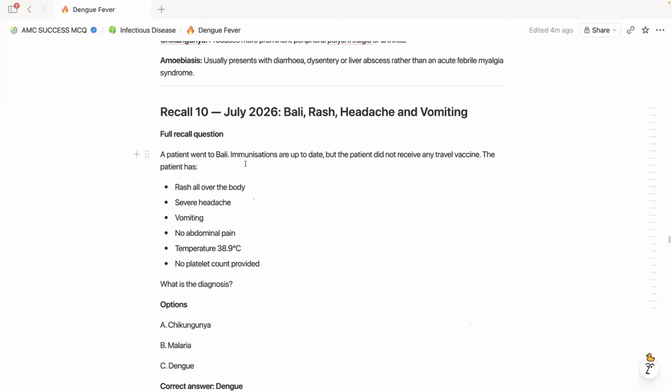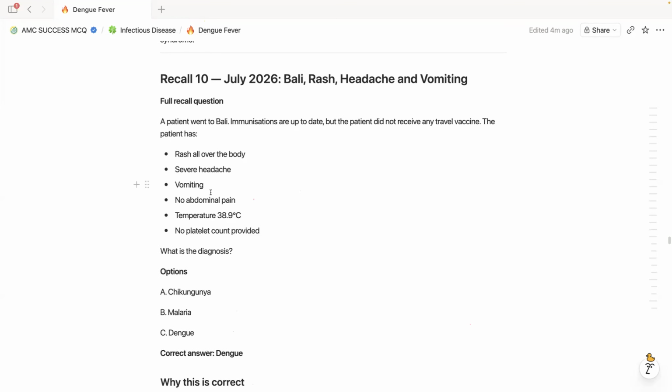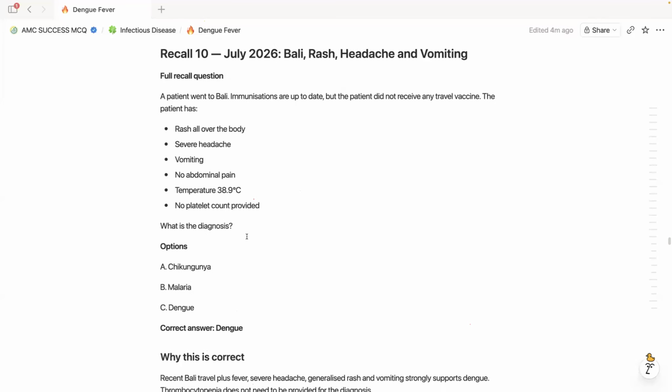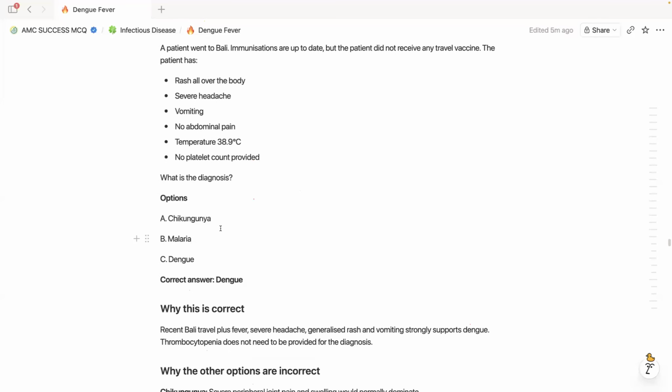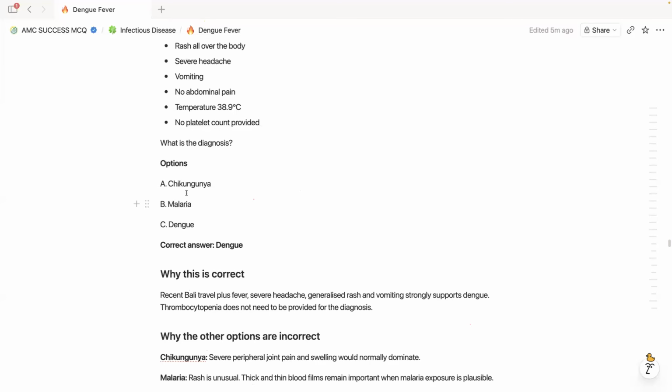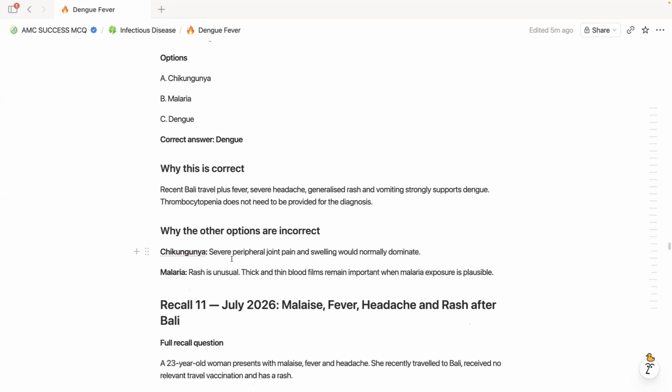A patient went to Bali, immunization up to date, but the patient did not receive any travel vaccine. The patient has a rash all over the body, severe headache, vomiting, no abdominal pain, temperature steady at 38.9, no platelet count provided. What is the diagnosis? Again, dengue. Chikungunya, malaria, dengue. Why not chikungunya? Because severe peripheral joint pain and swelling would normally dominate. Malaria, rashes are unusual.